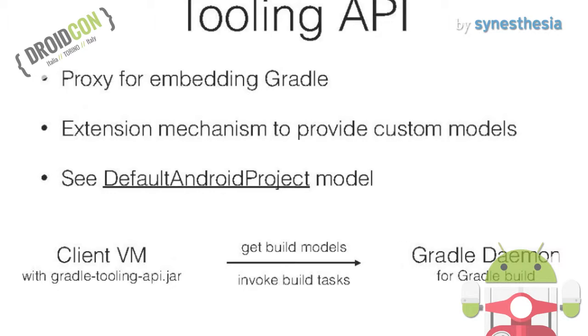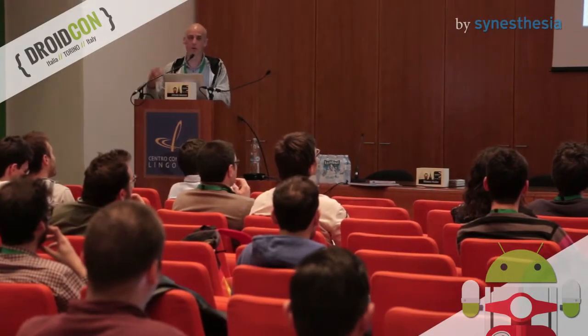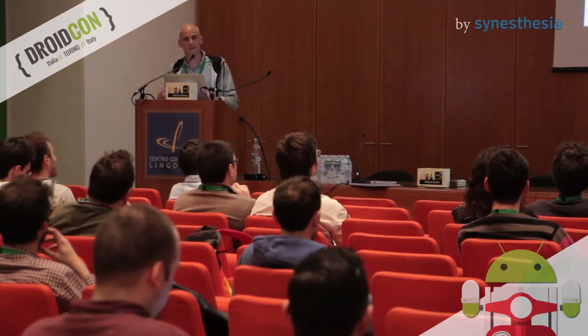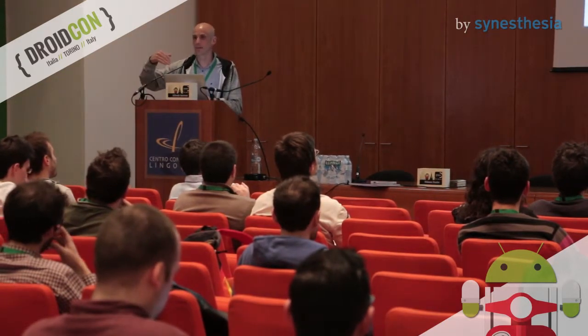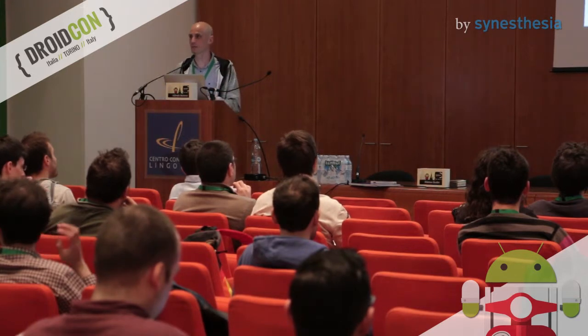When you talk to it, you can ask for models, but you can also invoke tasks. As you see at the bottom, you have the client VM, that could be your IDE. You can ask for models, so you can say, what are the build types? What are all the flavors? What JDK should I use, etc. The IDE can ask all these questions through the tooling API, and you will get back that information in the form of models. You can also invoke tasks. So you can say, please run that build with the task called build, or with the task called test, no matter what. This again happens through the tooling API.